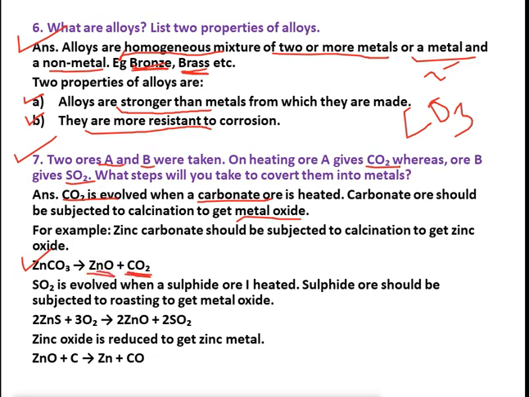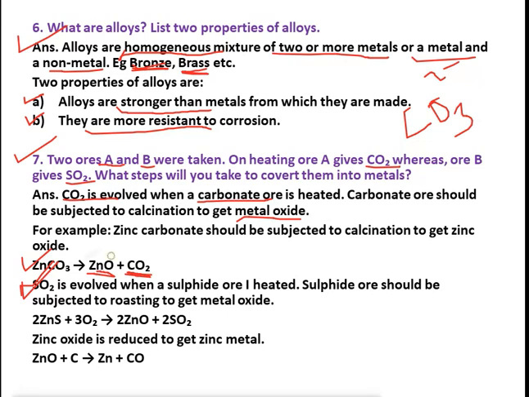Now, the next ore, the sulfide ores. When sulfide ores are subjected to the roasting process, we get sulfur dioxide gas. Roasting is a process in which sulfide ores are heated in excess of air. Then we get zinc oxide. The reaction is ZnS plus O2 gives ZnO plus SO2.